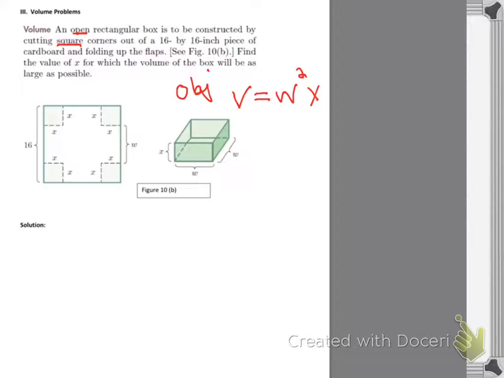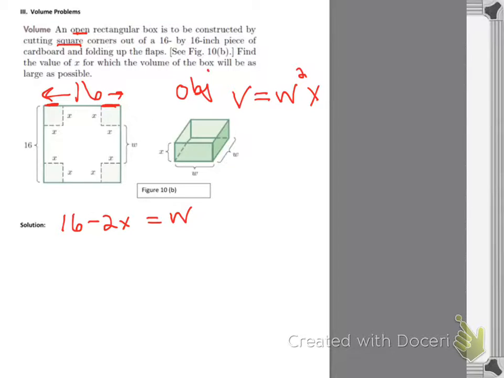So I know that my paper is 16 by 16 initially. But when I cut out those squares, what will each square side be? Well, each little piece right here is going to be x. So my dimension for my w is really 16 minus 2x. That equals my w.